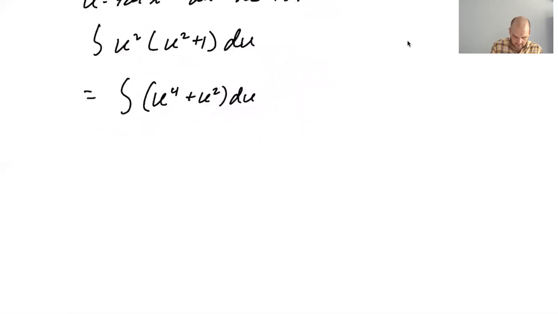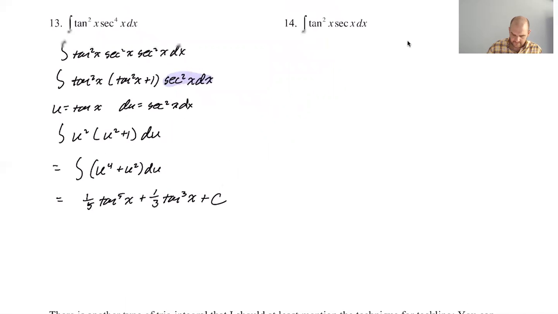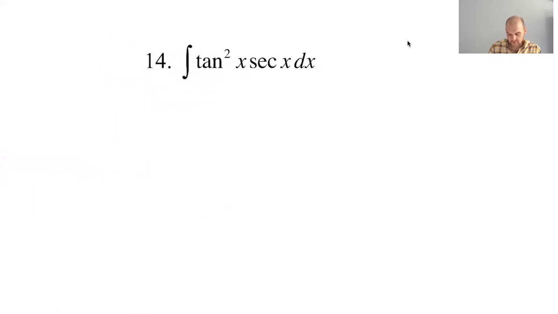All right, here we go. We're going to integrate and go back to tangents. 1/5 tangent to the 5th plus 1/3 tangent to the 3rd plus c. There you go. I'm feeling good about that one, I think. Remember, you can always slow it down, speed it up, whatever.